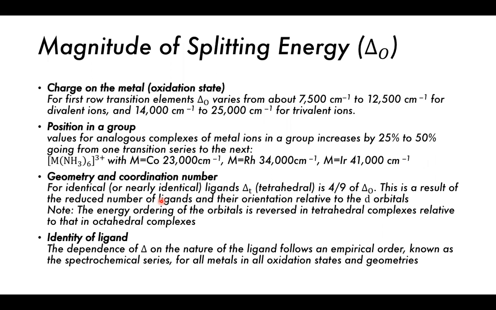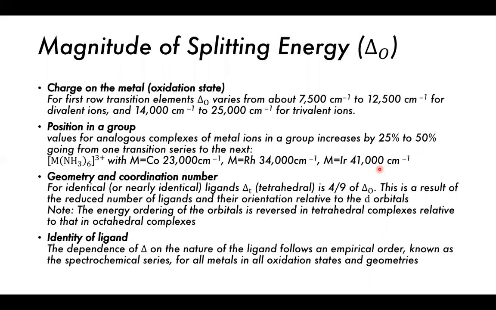The position in the group also changes, so values for analogous complexes of metal ions in a group increase by 25% to 50%, going from one transition series to the next. So here we have cobalt, rhodium, and iridium, which are all in the same group. We can see that the biggest jump is from the first to the second row. For the second to the third row, there's not such a significant jump. That's something we see in a lot of the properties of transition metal complexes: if they're from the same series, then we see the biggest difference between the first row and the second row, but the second and third rows are going to be a little bit similar to each other.